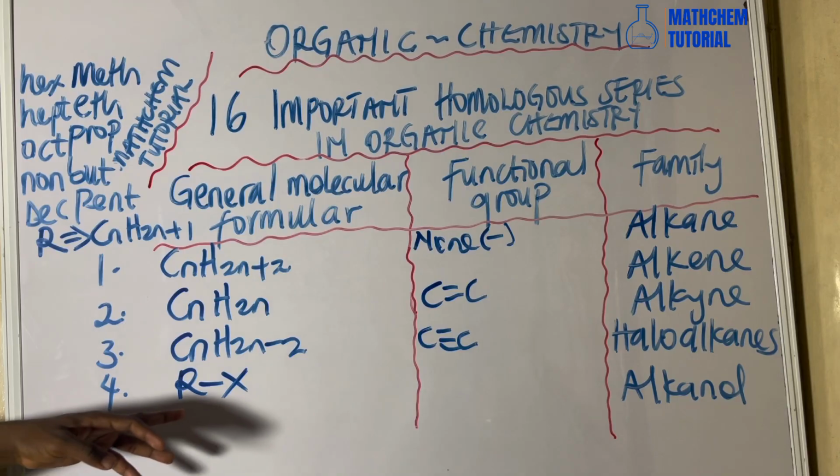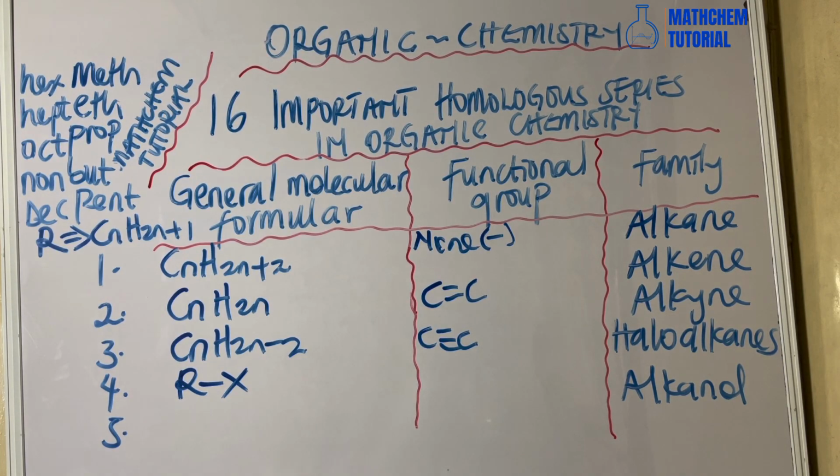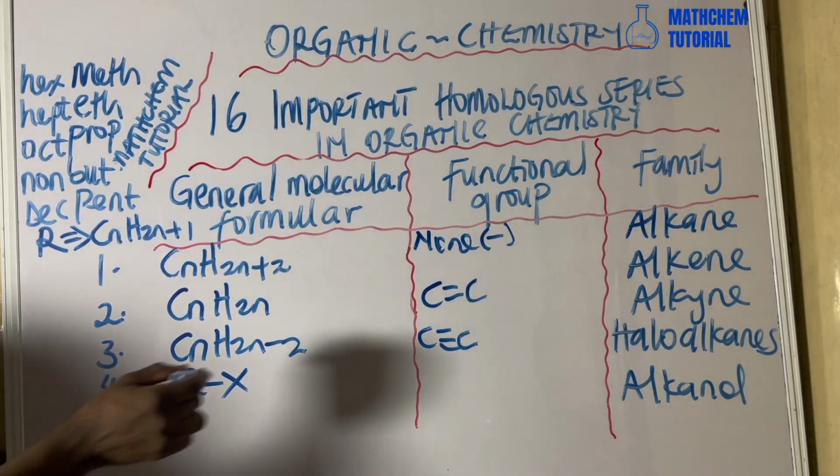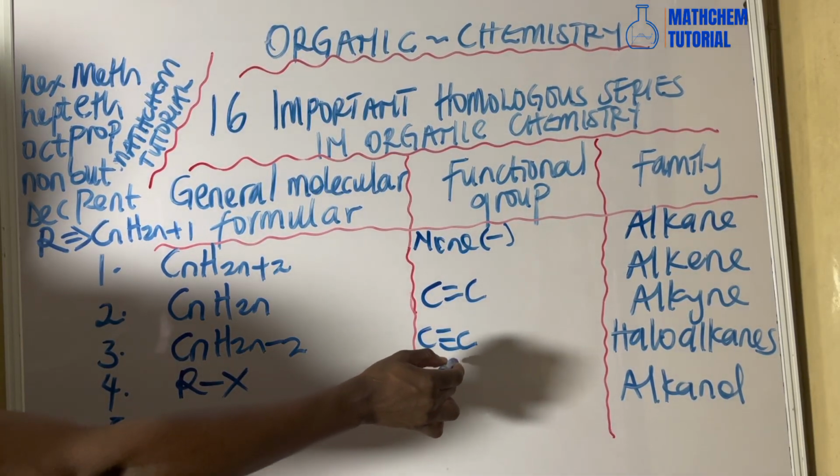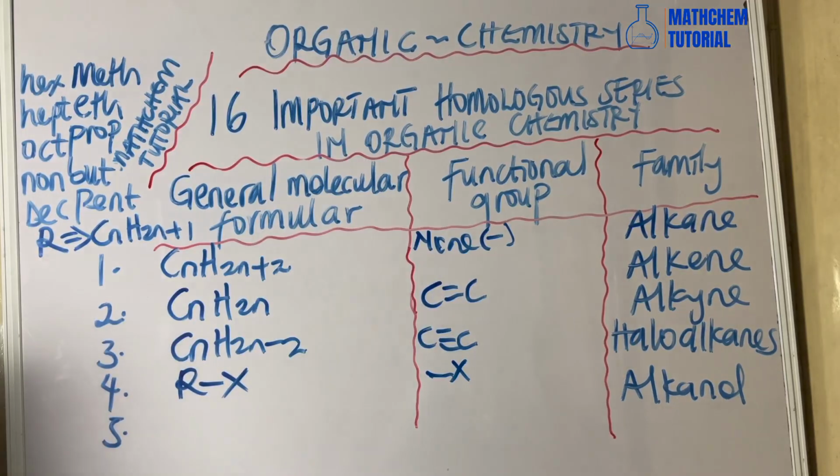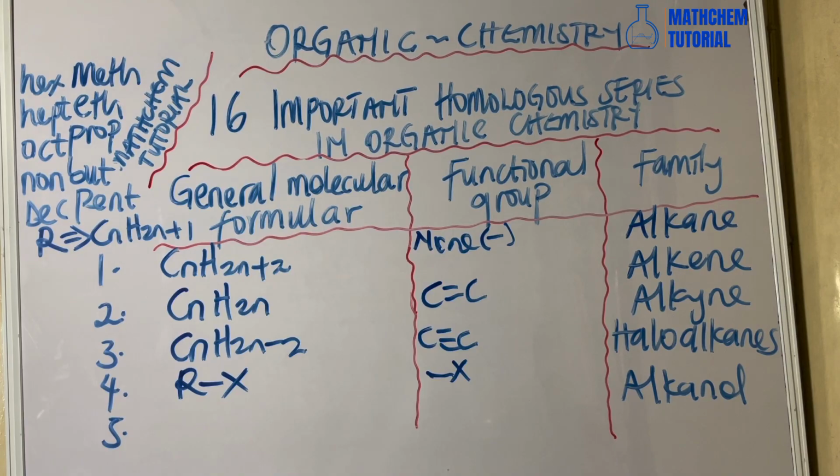So what's going to be the functional group for this one? The functional group is just going to be the bond X. That's for haloalkanes. Meaning that it is the halogen bonded with an alkyl that will allow us to know that that particular compound is what? A haloalkane. So let me give an example.